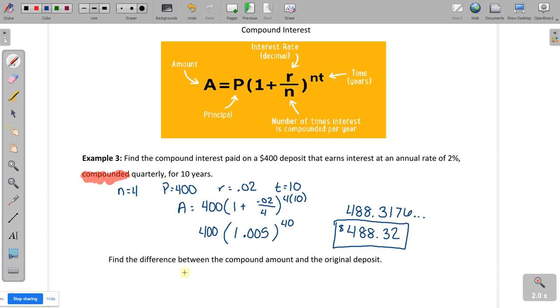Now it's asking us to find the difference between those two amounts. So start with your compounded amount. We're going to subtract the original amount. When we subtract that, we get $88.32 that you earned in interest in those 10 years.